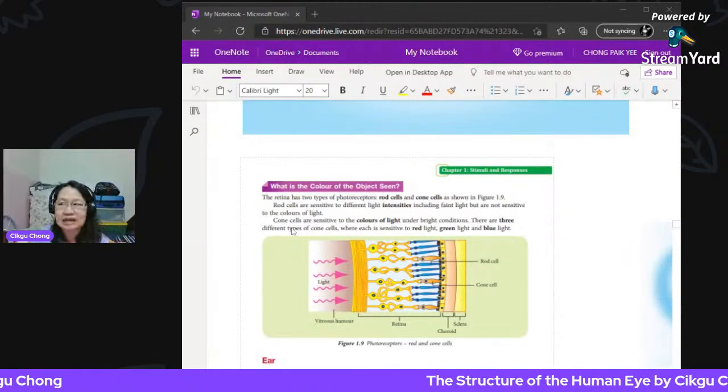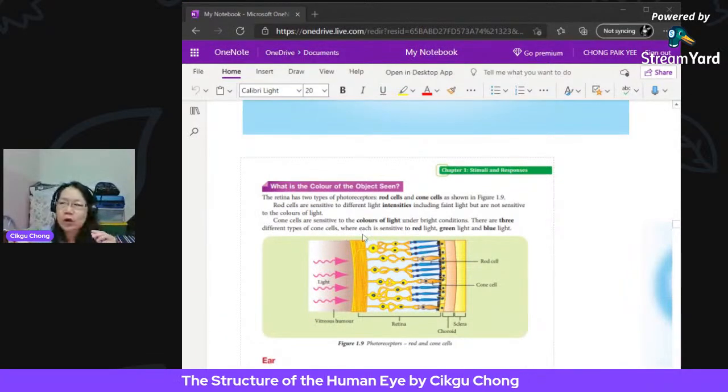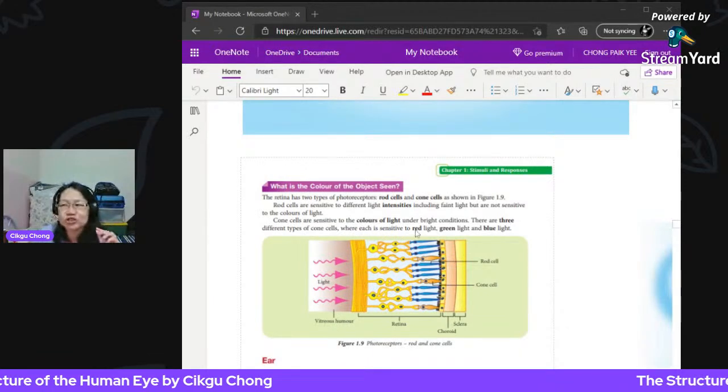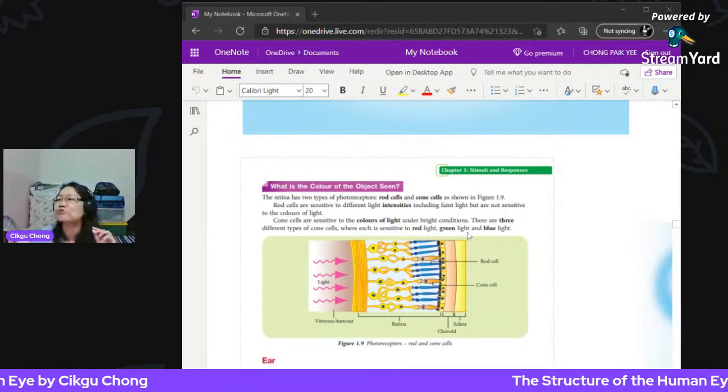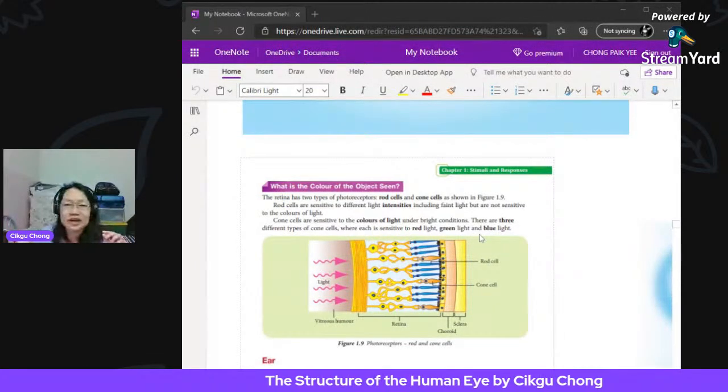Okay, there are three different types of cone cell. Why are there three different types? Because they are sensitive to three different colors. They are sensitive to red light, green light, and blue light. So these are actually the three basic colors of light.